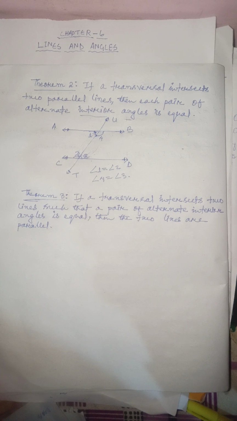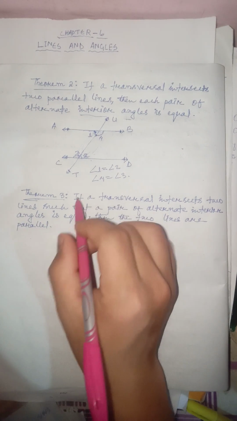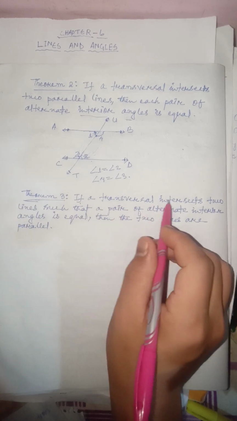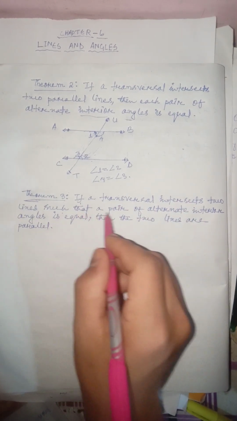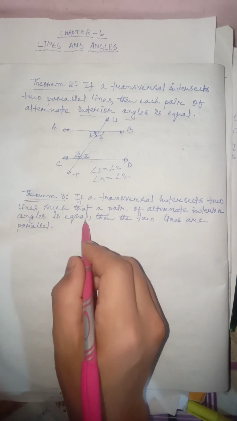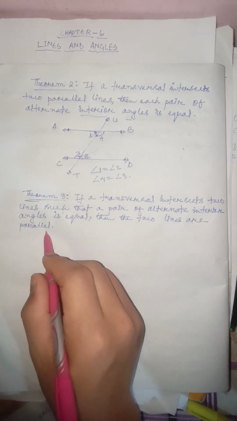And now let us move to theorem number 3. In theorem number 3, we have the theorem which is almost similar to theorem 2, but the difference is that it is just the converse of theorem 2. This is the only difference we have. First, we can see that if a transversal intersects two lines such that a pair of alternate interior angles is equal, then the two lines are parallel.